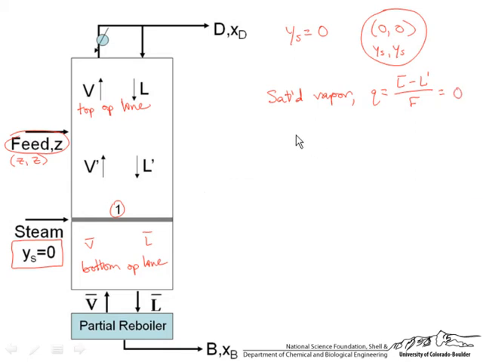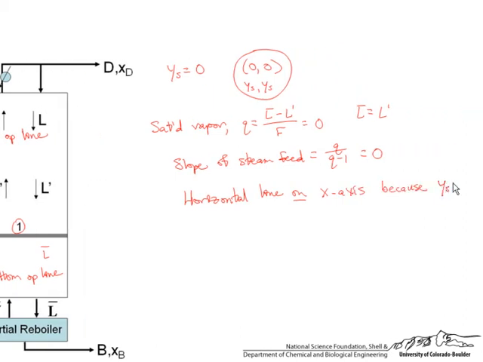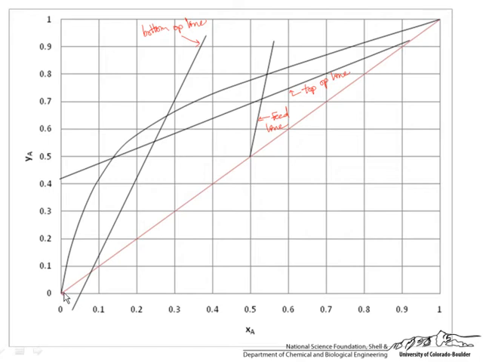The slope of the steam feed equals Q over Q minus 1, which equals 0. So it's a horizontal line on the x-axis because ys equals 0. So our steam line is going to be this red line. This is a little tricky because it's different than what we've usually done. Usually the second feed has had some sort of composition of the volatile component, so it's been somewhere higher on this x equals y line. But now because it's pure steam, it's going to be at 0 and a horizontal line.